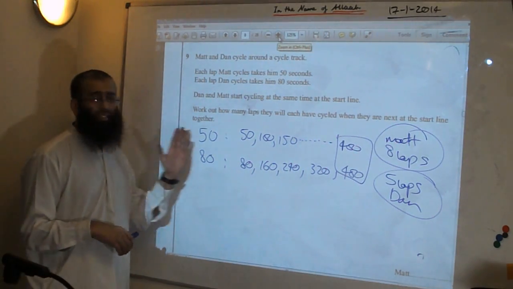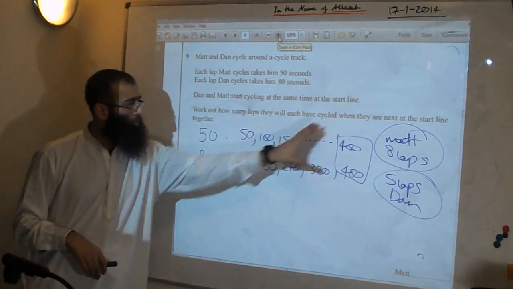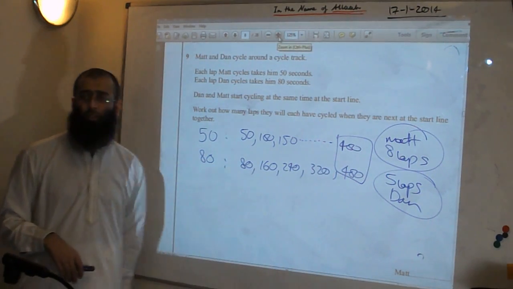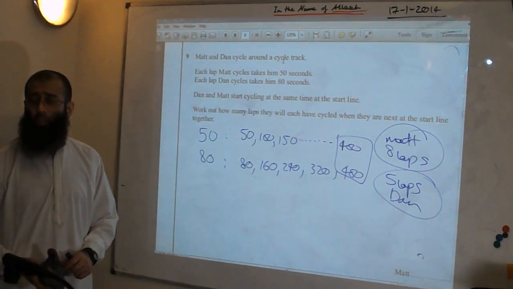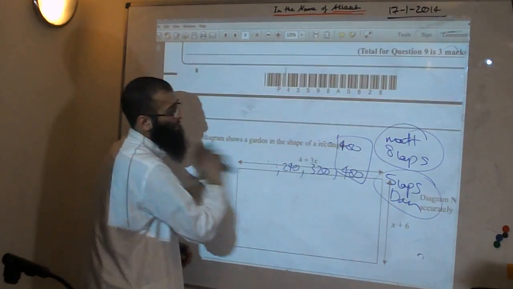So we consider the LCM: how many of these before they start matching? That's when they first match. Right, are you happy with that? Is it making sense? You copied it down? Good.